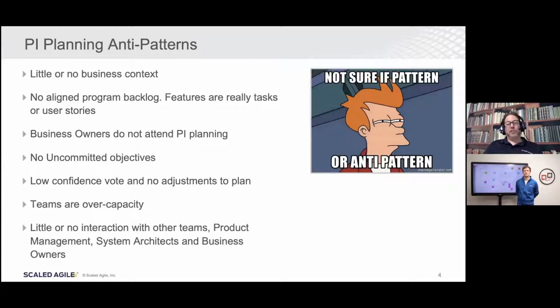You also need to identify those PI objectives which have high risk, which may not occur. This way we can see what we can do to increase the reliability of our committed objectives and how we might make the uncommitted objectives more reliable. Another mistake is having a low confidence vote on the plan and not making any adjustments. If people are voting with 3 fingers or less, you probably want to look at making adjustments to the plans.